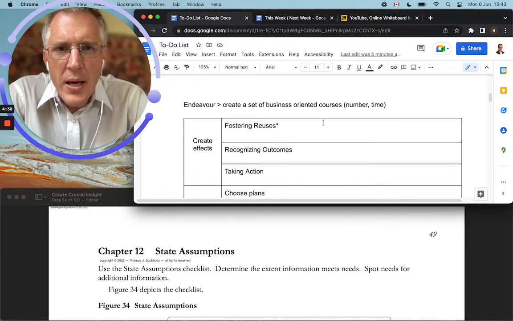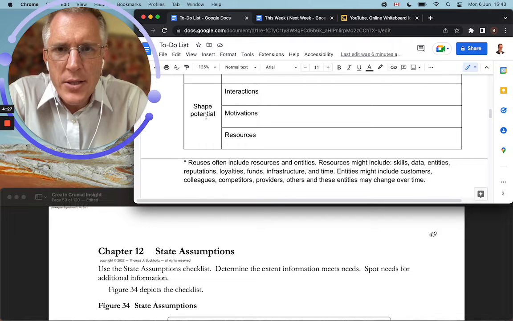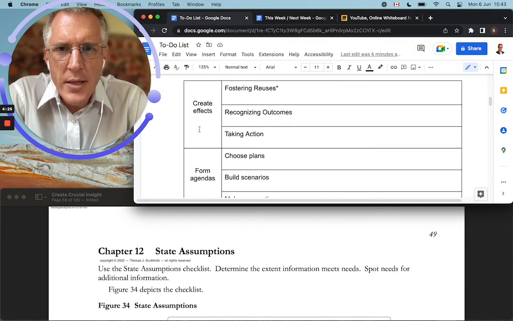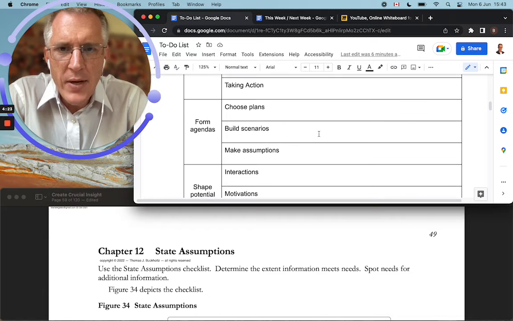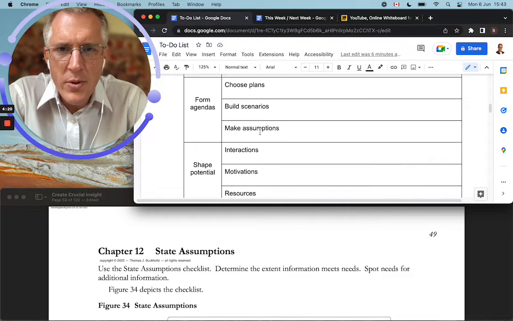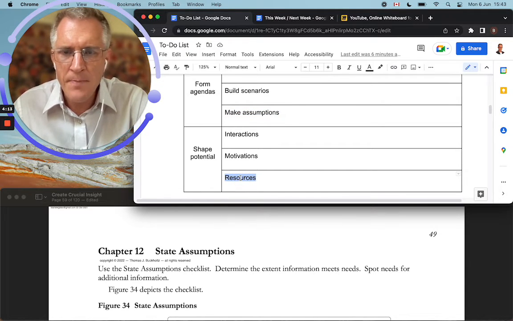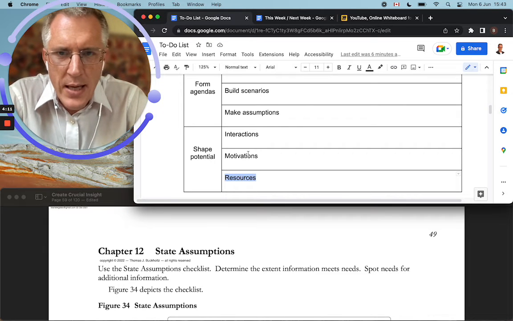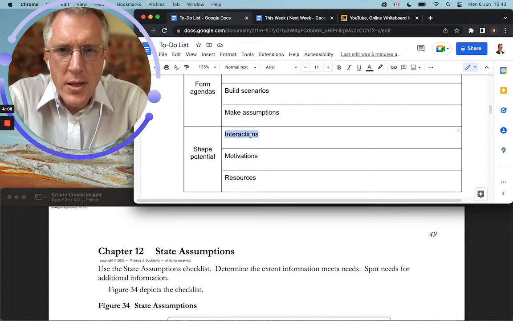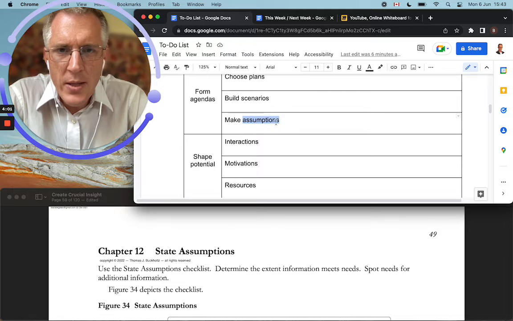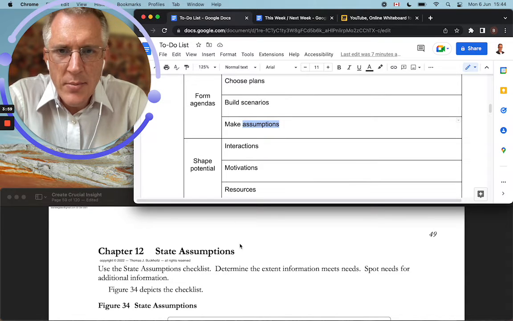Now, if we look at the big picture, we have three areas: shaping potential, forming agendas, and creating effects. And in today's video, I told you that basically what we're talking about is making assumptions. I did say that we have to have the assumption that I have the capability of doing this process. I have the motivation. Maybe there's an issue here with interactions. Perhaps other people could help me to find some solutions. Anyways, we do have the checklist state assumptions. That means we can start to work with making assumptions.